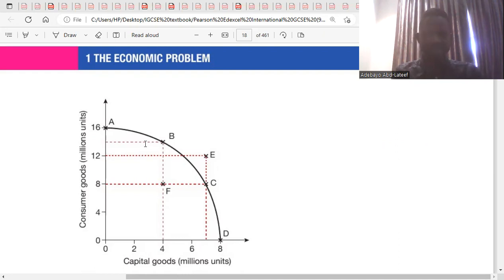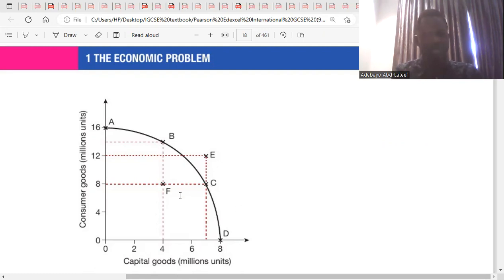Then we'll go to point B. At point B, 40 million of consumer goods will be produced, and 4 million of capital goods will be produced. I think point B is clear. Yes. So at point B, it can produce more of consumer goods and less of capital goods. Clear.